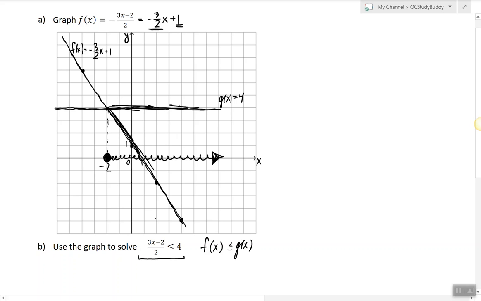So the answer to the question is f of x is less than or equal to g of x when x is greater or equal -2, or in interval notation, it's the following. So this is how we use the graph of a function to solve an inequality.